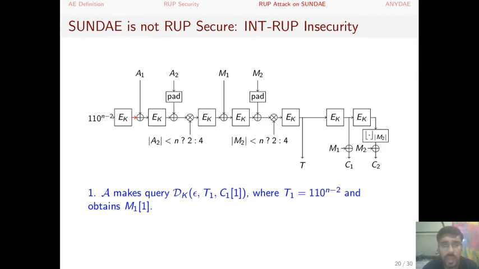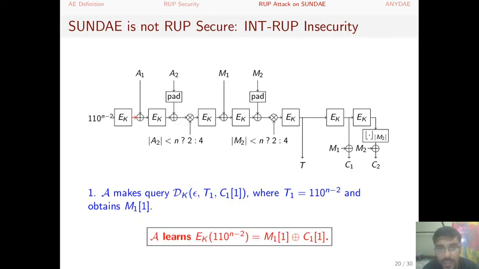The attack is as follows. The adversary first makes a decryption query with the empty associated data. The tag is T1, where T1 is essentially 110 to the n minus 2, and some arbitrary ciphertext block is C1. Okay, and it obtains M1. Now, how does this decryption algorithm help the adversary to gain any kind of knowledge? So you see that by making this decryption query, the adversary learns the encryption output of 110 to the n minus 2, which is nothing but the sum of the message block and the ciphertext block, which is M11 plus C11.